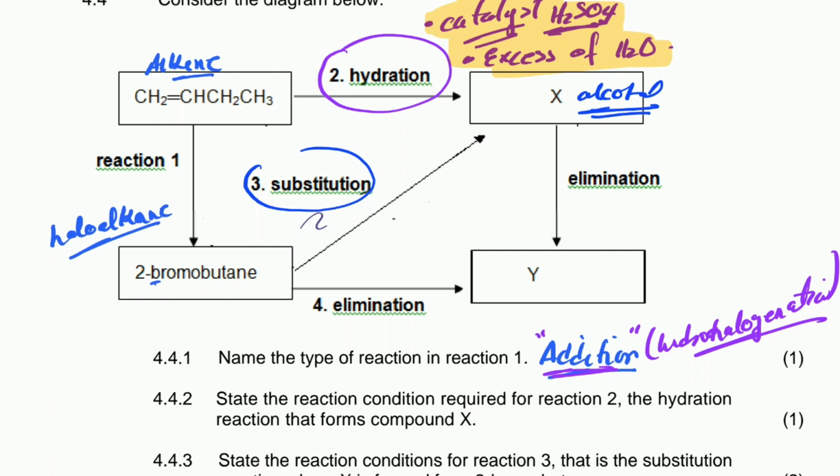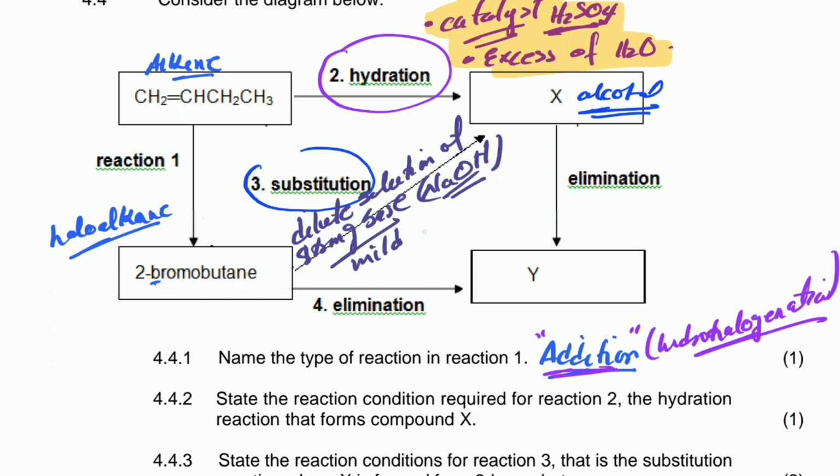So for this one to happen, you need dilute solution of strong base. Like for example, NaOH. This is just one example there, and you need mild heat. Those are the conditions you need for this reaction 3 to happen.